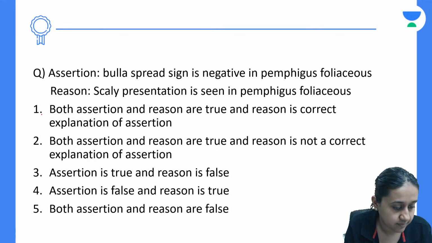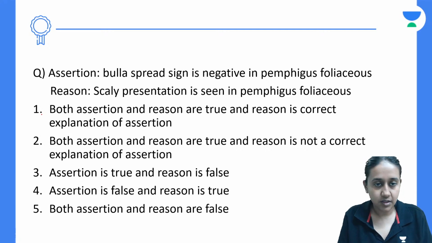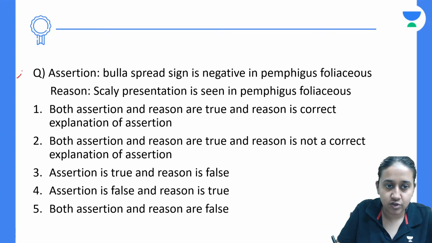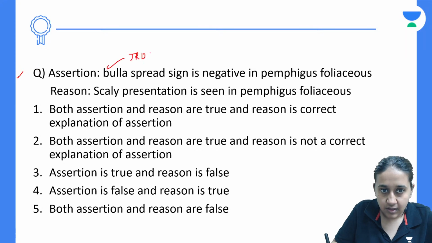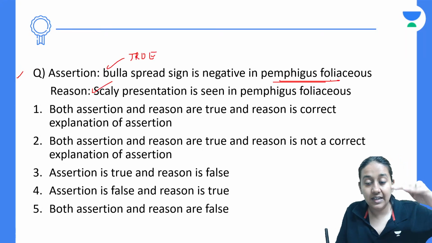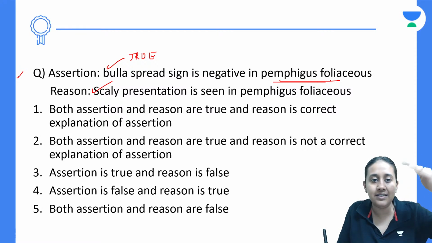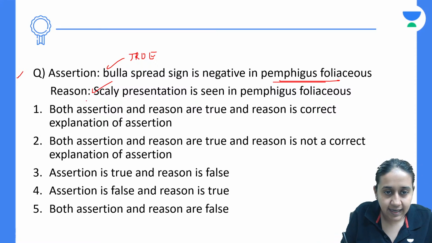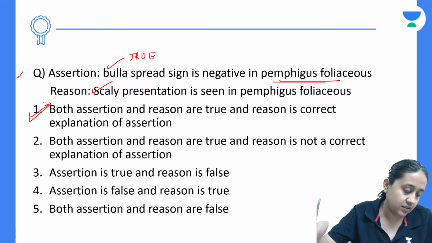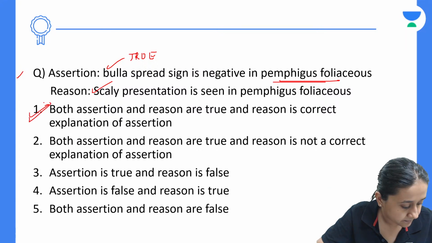The answer is option 1. In the next question, the bulla spread sign is negative in pemphigus foliaceus. This is true. And the reason is because in pemphigus foliaceus, the level is so superficial that you rarely see any intact bulla. You see scales as the presenting feature, and that is why here also the correct answer is option number 1. Clear?